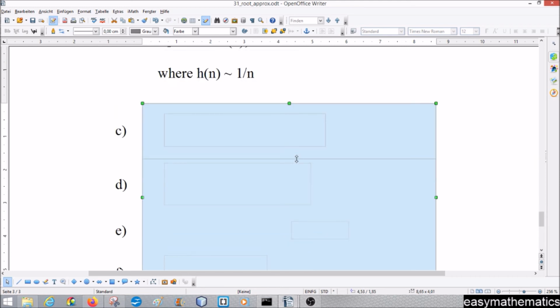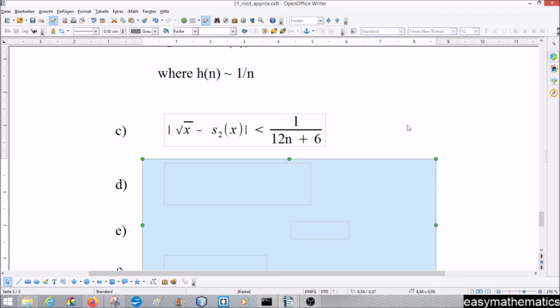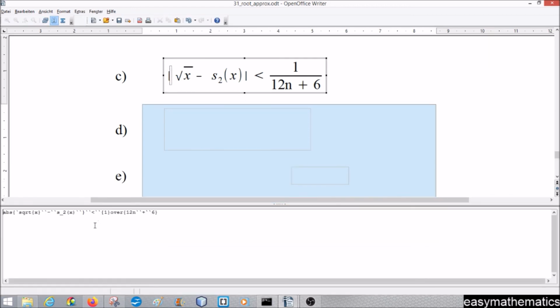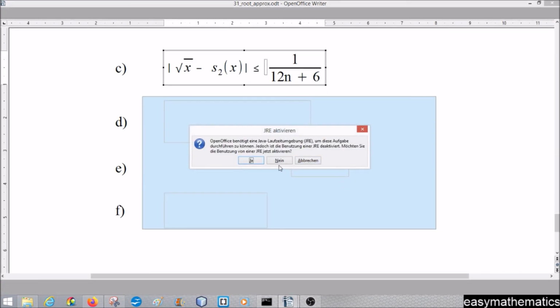C. The absolute value of the square root of x minus s2 of x is bounded by 1 over (12n plus 6). I guess we should be equal with that. Okay, we are fine.